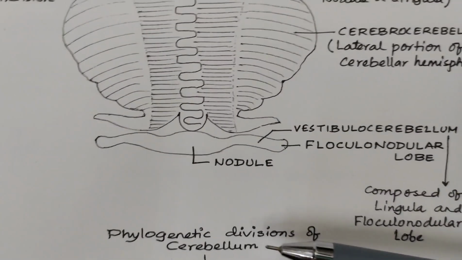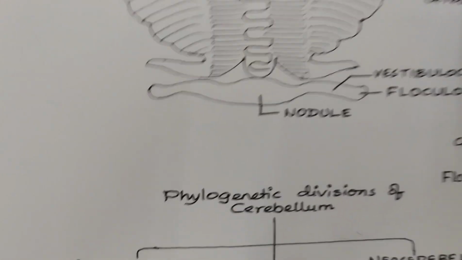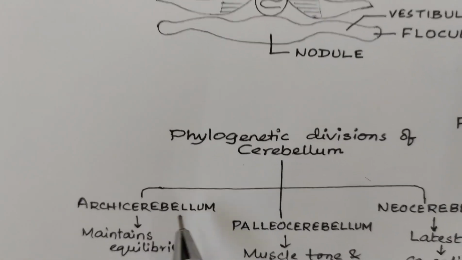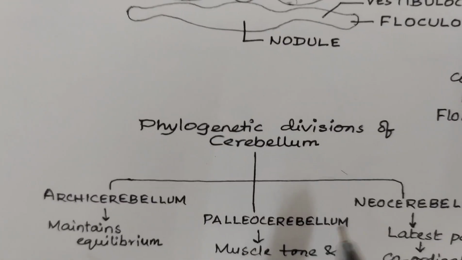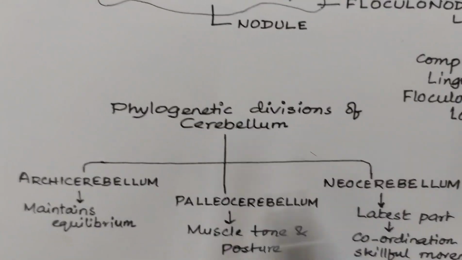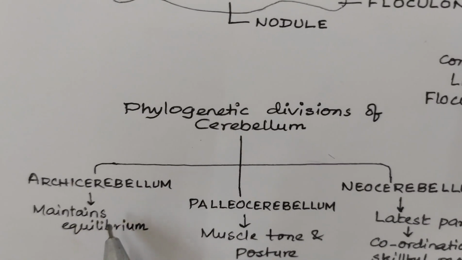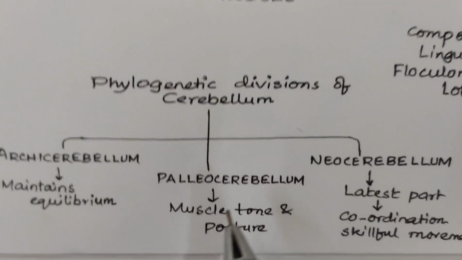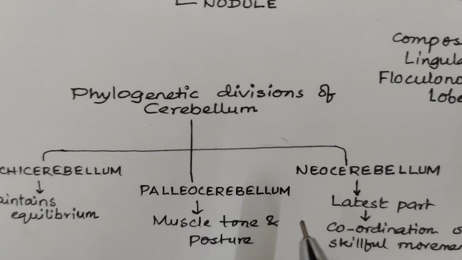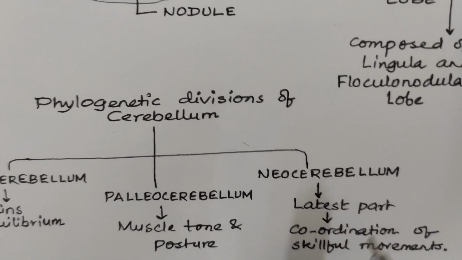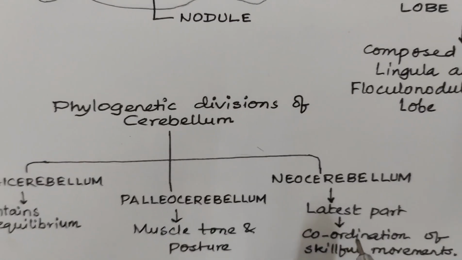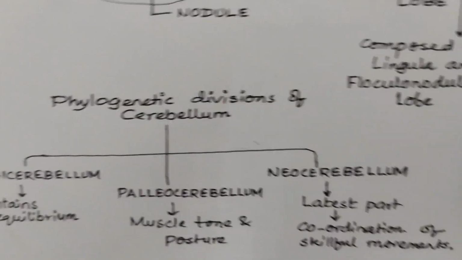This is the phylogenetic division of cerebellum. What are they? The archicerebellum, the paleocerebellum, and the neocerebellum. Archicerebellum maintains equilibrium. The paleocerebellum helps in muscle tone and posture. And neocerebellum is the latest part that helps in coordination of skillful movements.